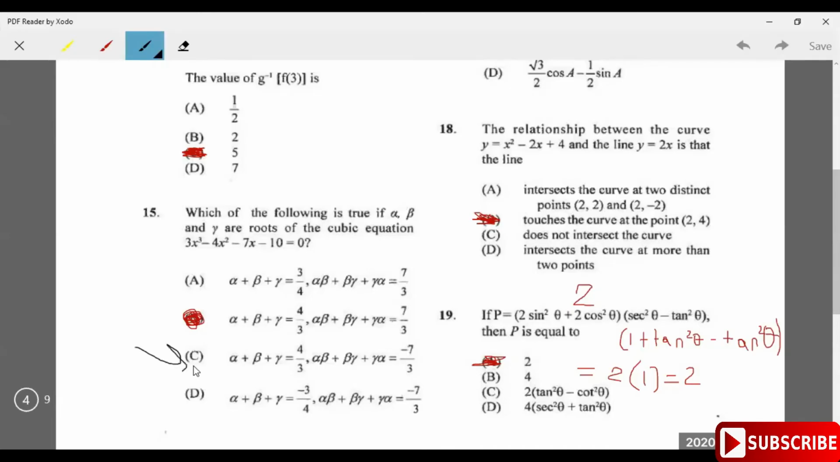This is the correct answer. Option C. That's the correct one. Thanks a lot. As I said, it's C over A, which is minus 7 over 3. Yes, this is it.